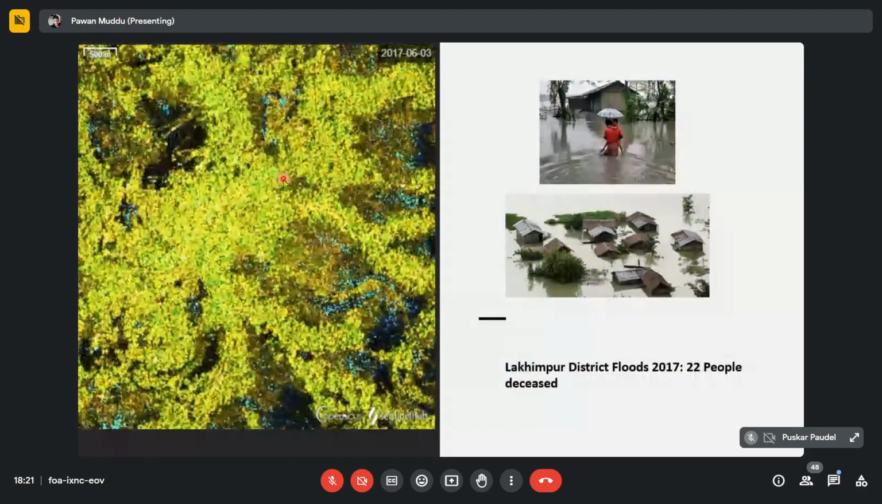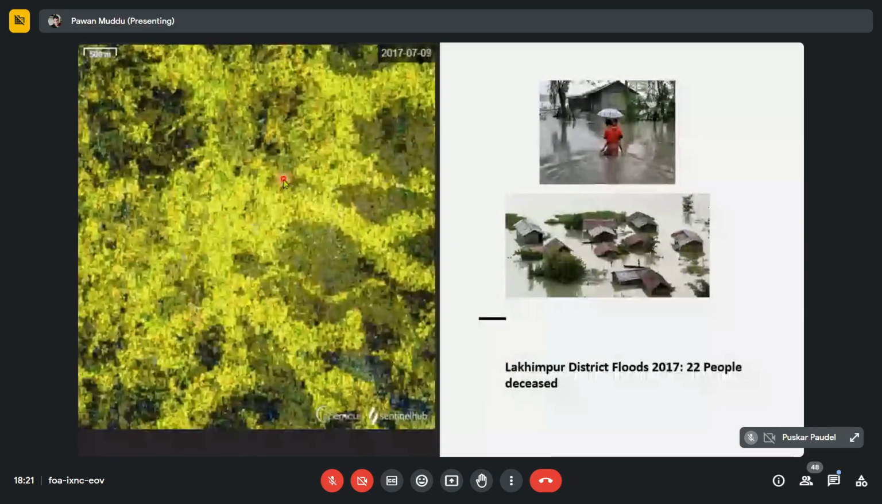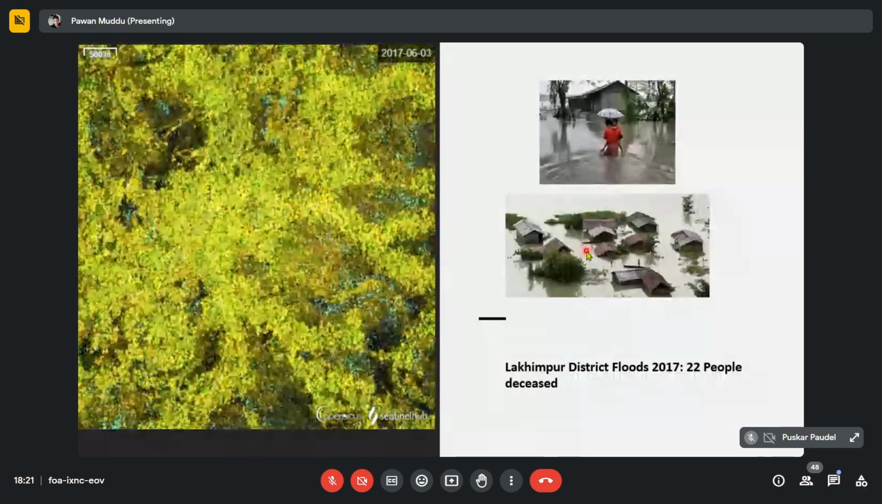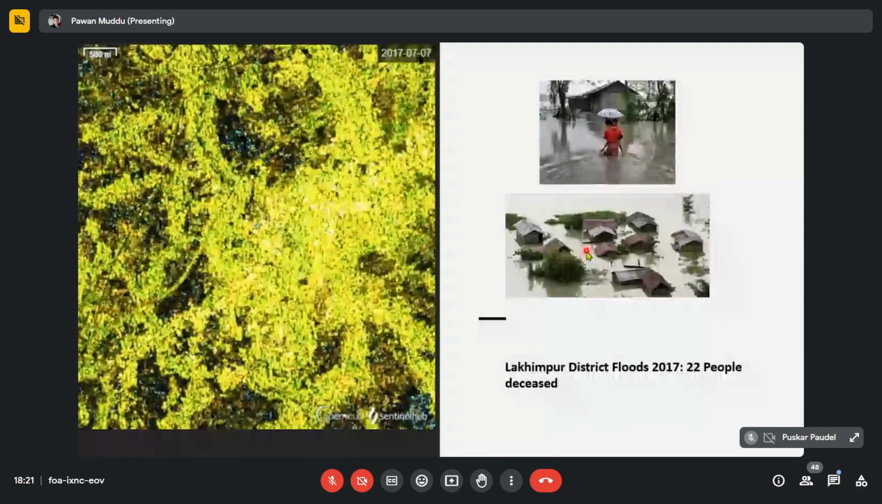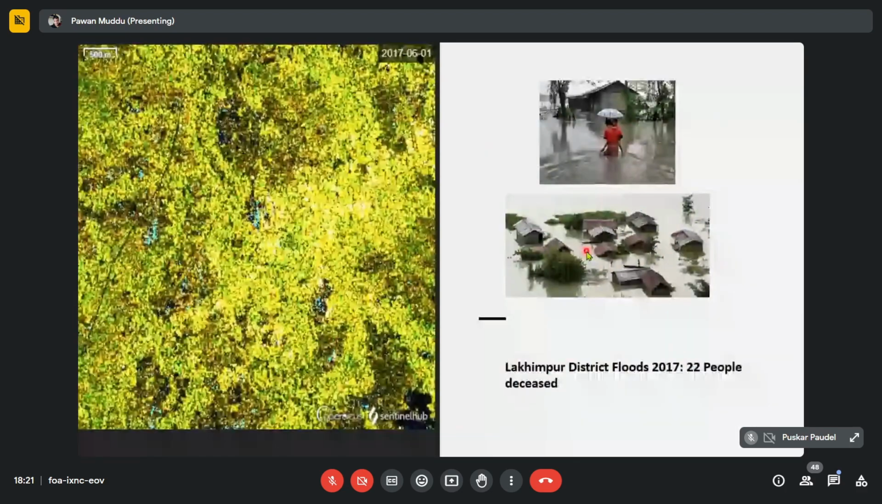This is another one, and this was in 2017, and at that time we had Mr. Kiran Rijiju sir. This photograph was actually taken by him. He is now the Parliamentary Affairs Minister, but he was a great sports minister of India, and he is from this part of the world. He took this image of the inundated area, and you can see 22 people sadly died. I don't like to talk about the dead, but nevertheless, you see how grim the reality is.